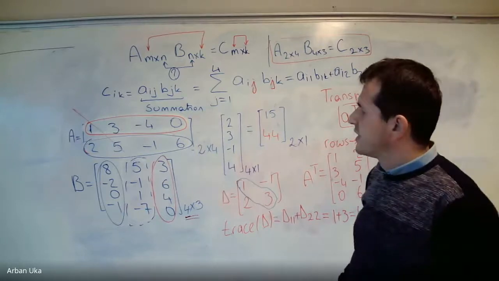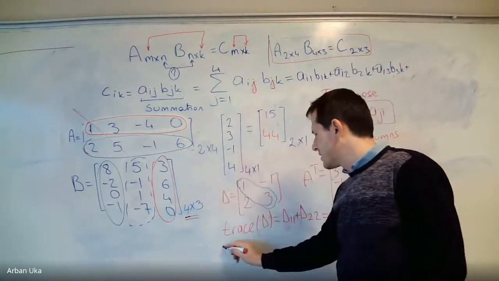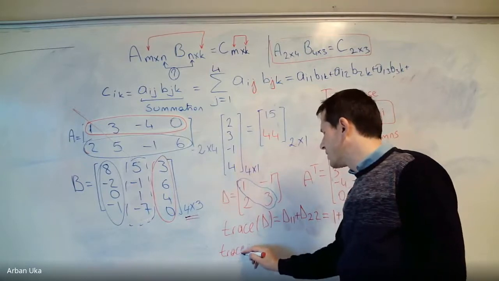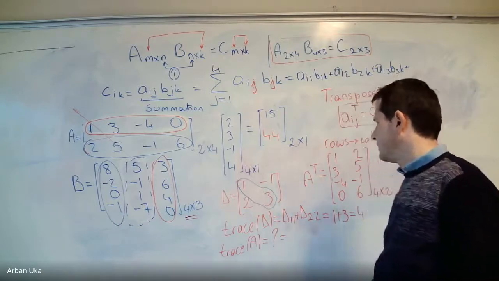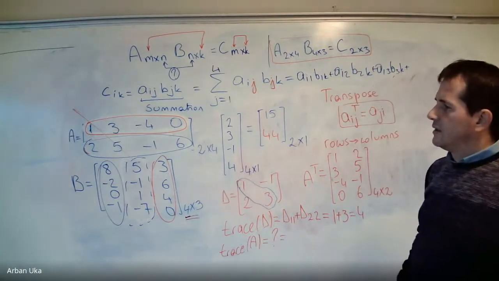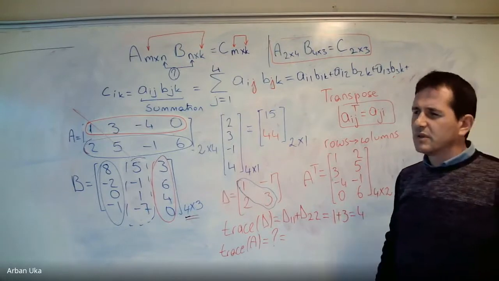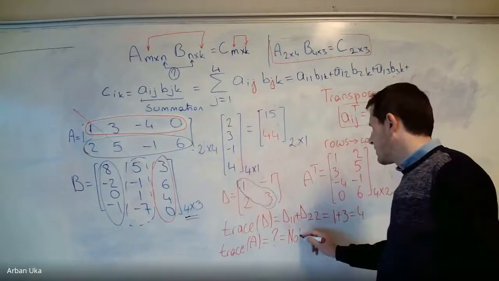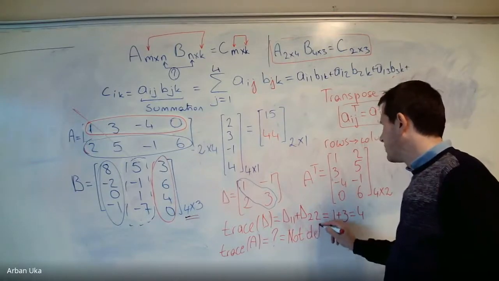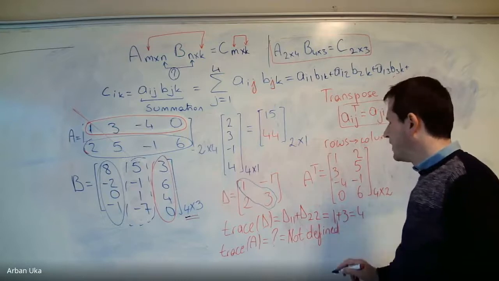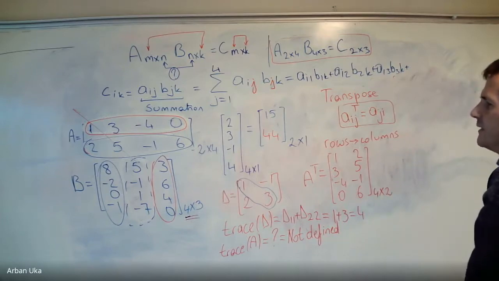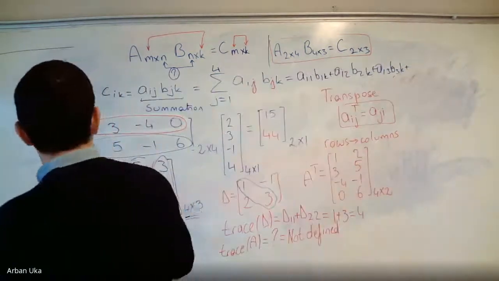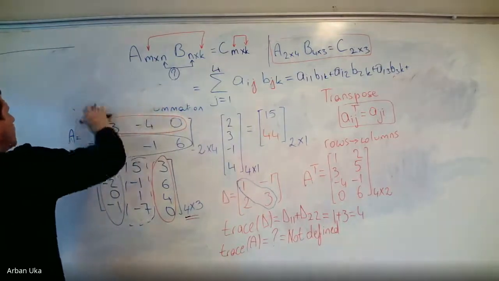Now, the next question is, what is the trace of A? Let's write here. Can you answer this? What is the trace of A? You can give some options: A doesn't have a trace because it's not a square matrix. That's correct. So this is not defined. To have a trace, it should be square. You are right. A is not square, so this is not defined. Okay, so this was important to go over.